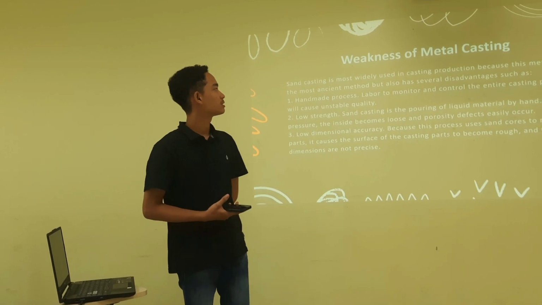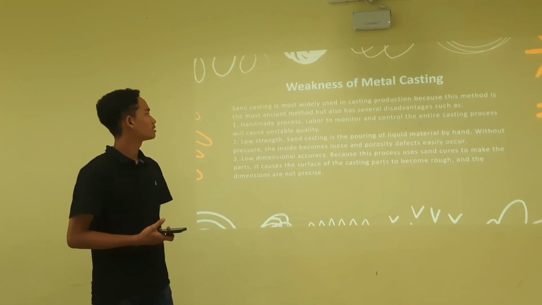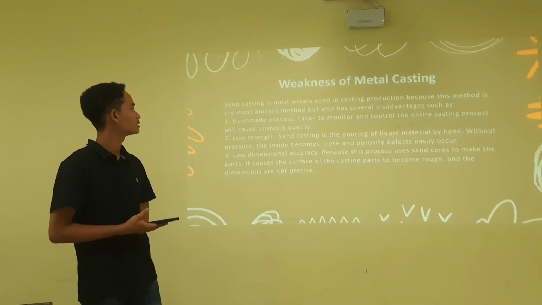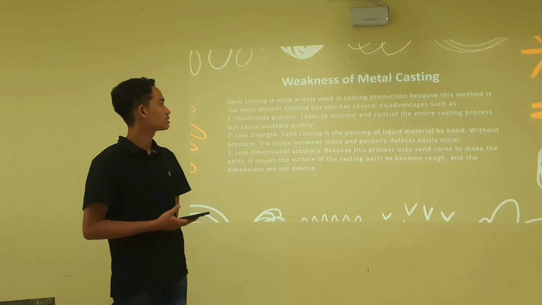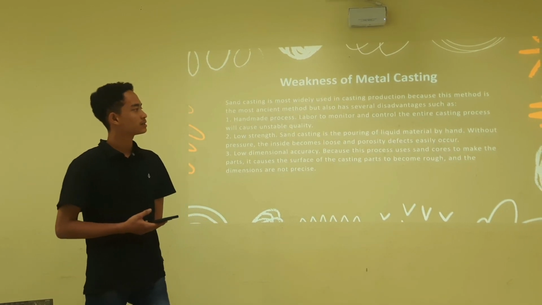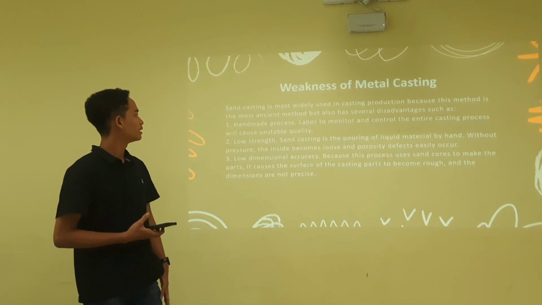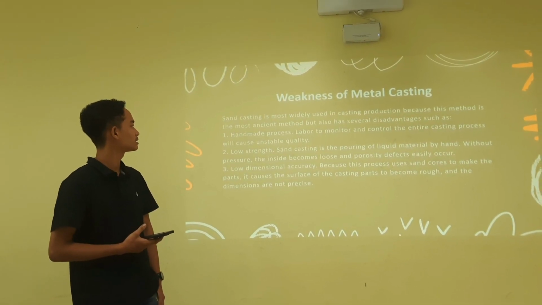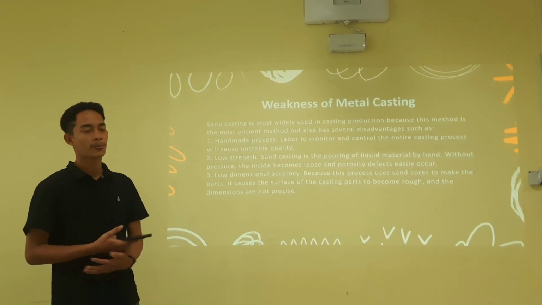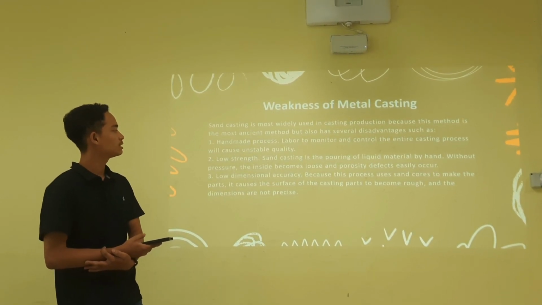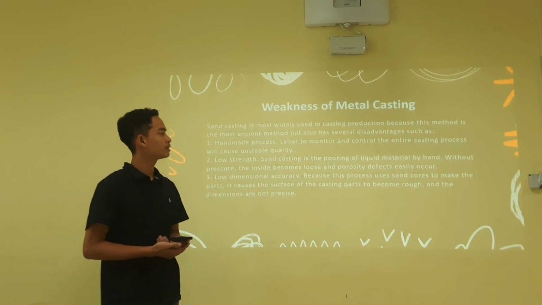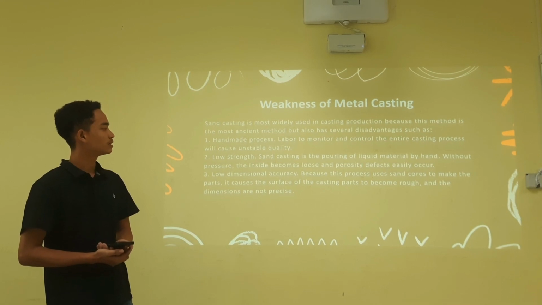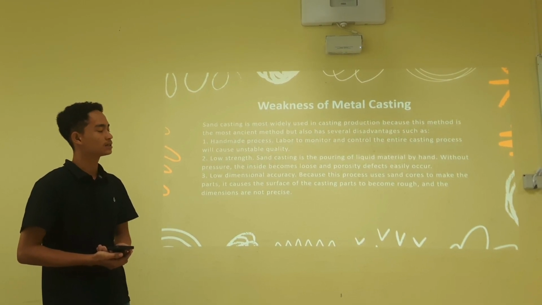And next, weaknesses of metal casting. Sand casting is most widely used in casting production because this method is the most ancient, but it has several disadvantages such as: number 1, a handmade process. Labor is needed to monitor and control the entire casting process, which causes unstable quality. 2, low strength. Sand casting is the pouring of liquid material without pressure, so the casting becomes loose and porosity defects easily occur.